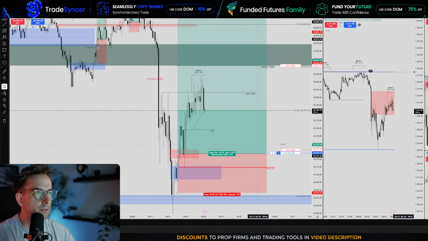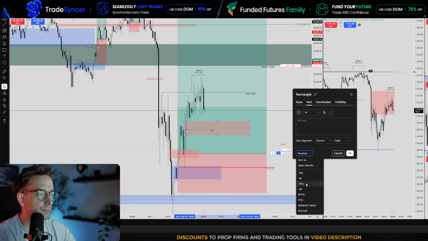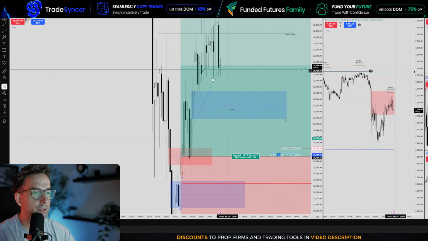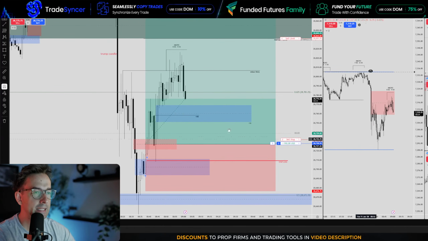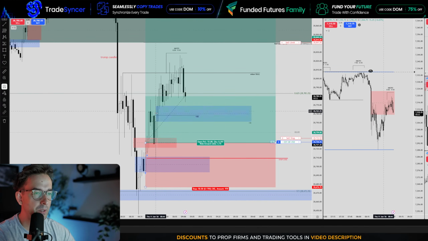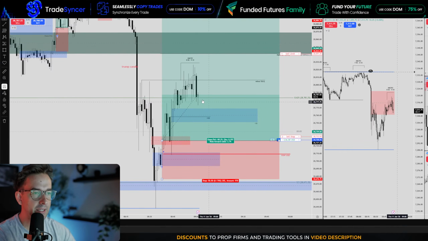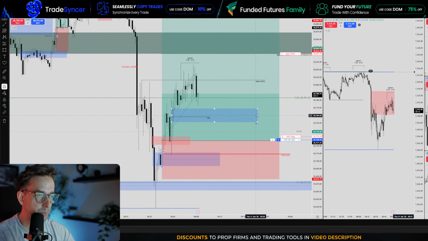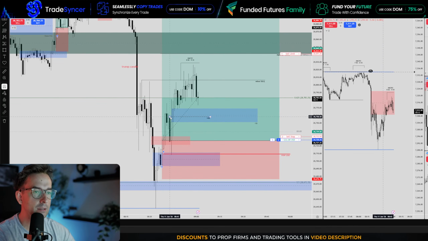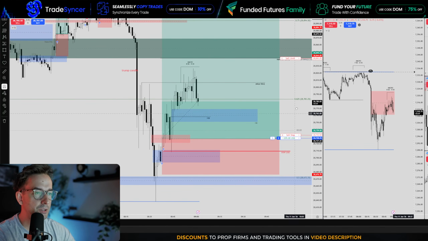Technically, this here is a suspension block. The reason why is because there's a gap here and there's a gap here. And even if it wicks like this, it's still considered a type of suspension block. It'd be nicer if there was a gap here without any wicks. But if we think about price and what it needs to do to get to the downside, it has to break order flow. It has to break the suspension block. It has to break this order block. It has to do a lot of damage to the downside.